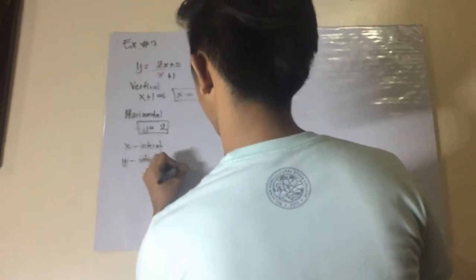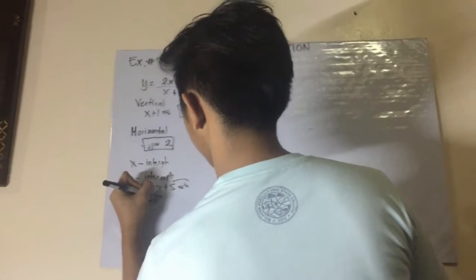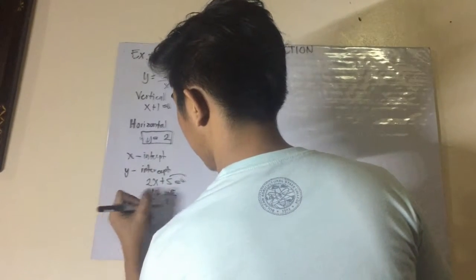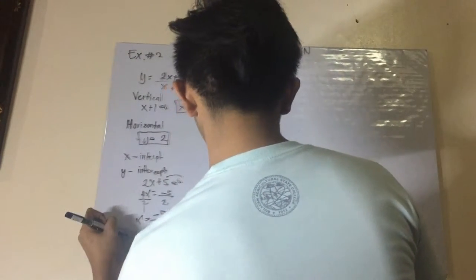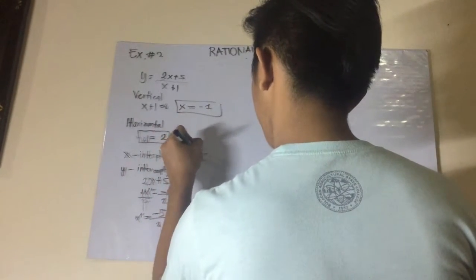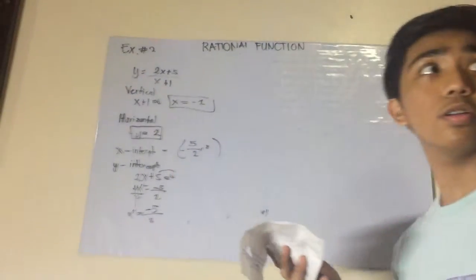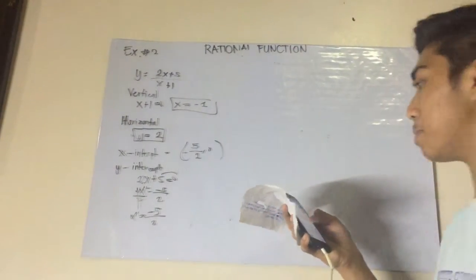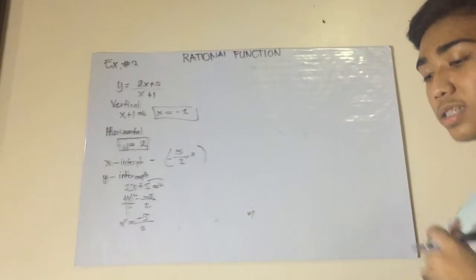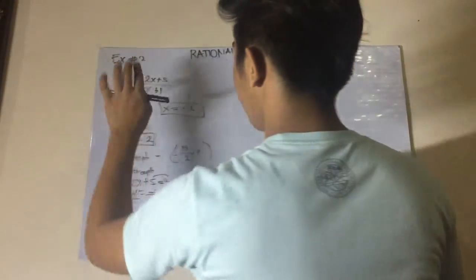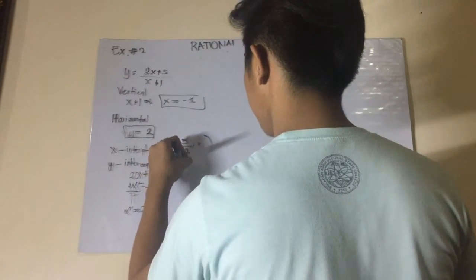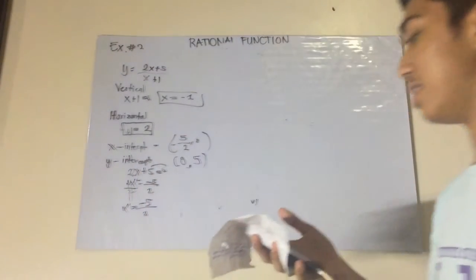So, itatranspose lang natin siya to x is equals to negative 5. Then, divide by 2. Magiging x is equals negative 5 over 2. Or, x-intercept is equals to negative 5 over 2, and 0. So, another, sa y-intercept naman is, to find the y-intercept, substitute 0 for x and solve for y. So, ang mangyari, pwede nating takpan na lang siya. So, magiging 5 over 1 or equivalent sa 5. So, 0 and 5. Yan.